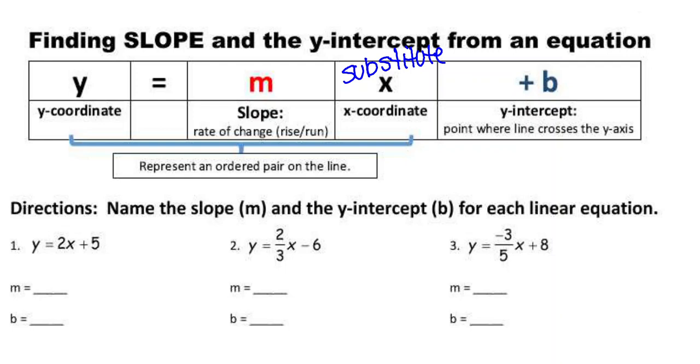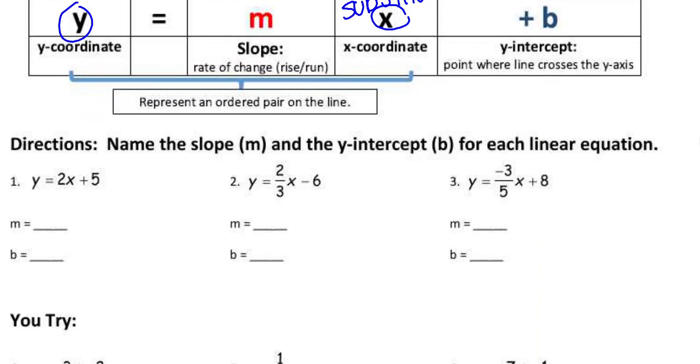So this x and the y here represent an ordered pair that you were substituting in from last class. You were plugging in the x, getting out the y. So all we're doing for this activity is we are going to name the slope and the y-intercept for each linear equation. And if you want to, you can rewrite y equals mx plus b. M will always be slope. B will always be your y-intercept.